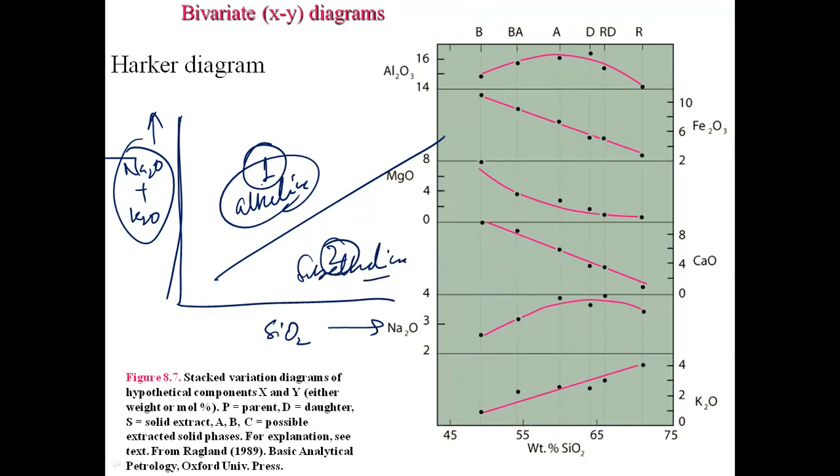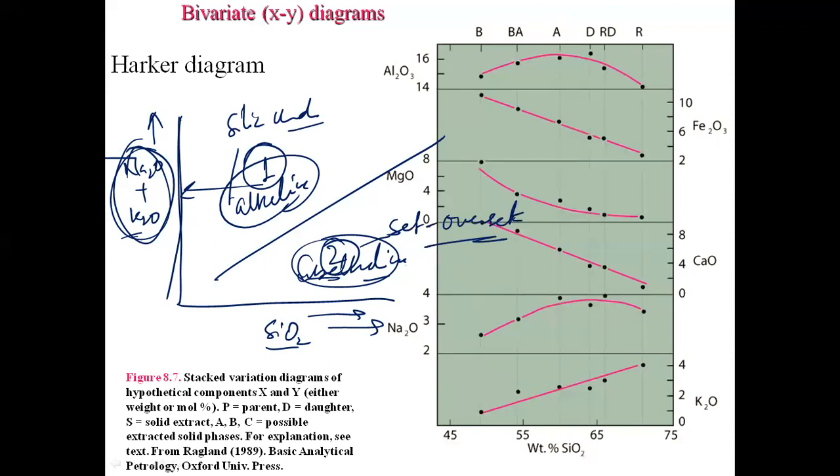Okay, so it means your alkaline is rich in sodium and potassium oxides and poor in silica, and your subalkaline is rich in silica and poor in alkalis. So this is silica undersaturated and this is saturated to oversaturated. And generally your alkaline magma series is found in the Pacific Ocean, and in the Atlantic Ocean your subalkaline magma series is found.